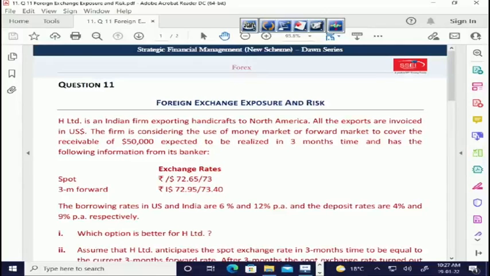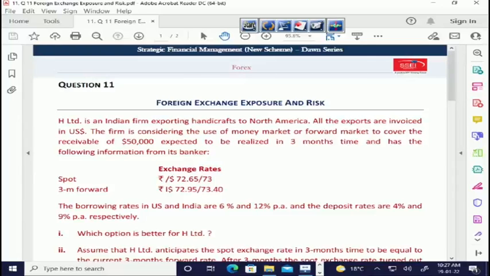The first part is very simple. The second part had something new. H Limited is an Indian firm exporting handicrafts to North America. So we are exporting to America, there must be dollar receivable. All the exports are invoiced in dollars. The firm is considering the use of money market or forward market to cover the receivables of $50,000 expected to be realized in 3 months' time. So it's forward cover or money market cover.